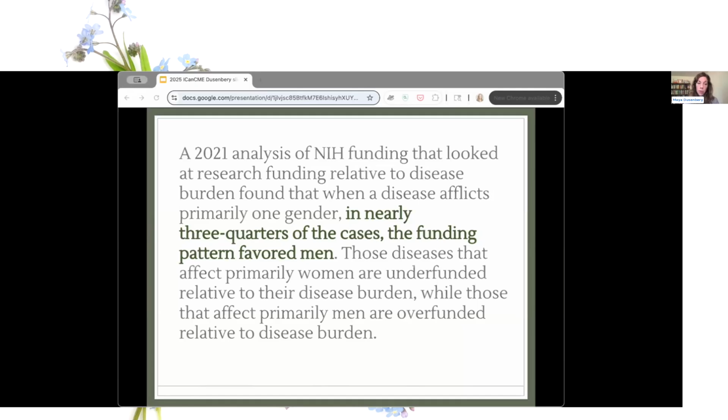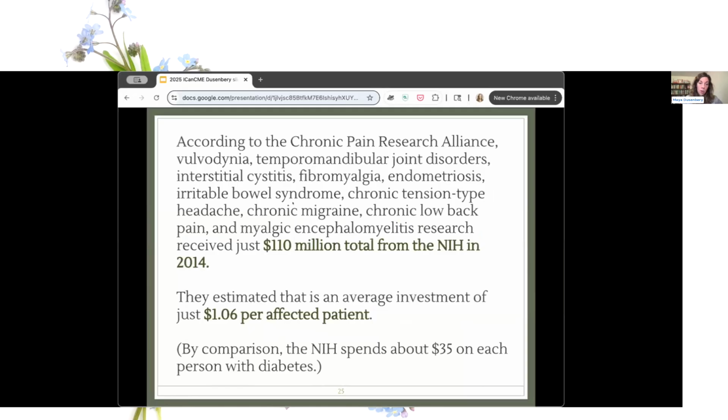That was the conclusion of a 2021 analysis of NIH funding, which found that in nearly 3/4 of the cases where a disease affected primarily one gender, the funding pattern favored men. But this is especially true when it comes to so-called medically unexplained syndromes that also affect mainly women. So in 2014, an advocacy group in the US reported that these 10 chronic conditions, including ME, but also other pretty common conditions, received just $110 million total from the NIH, an average investment of just over $1 per affected patient.